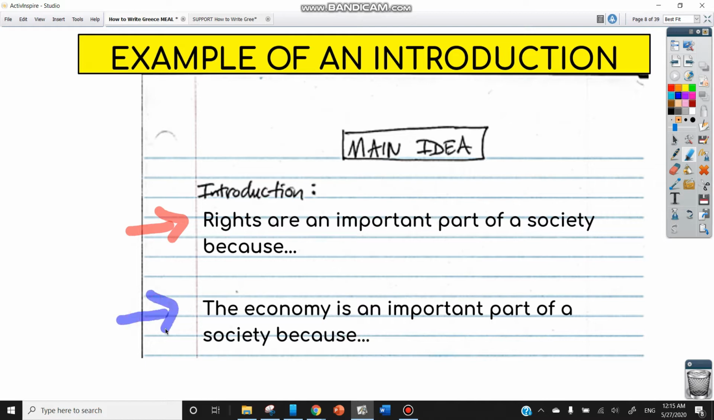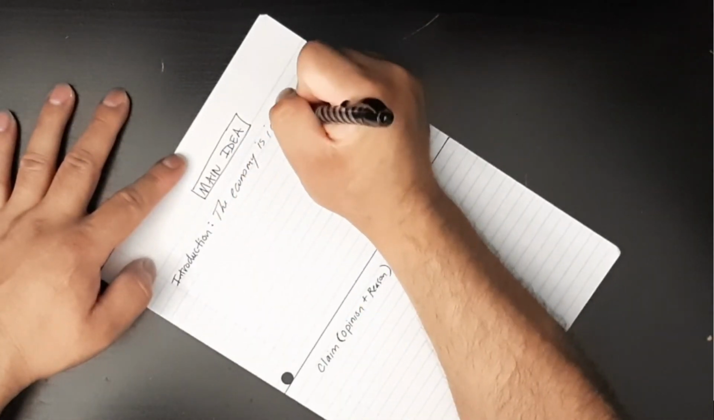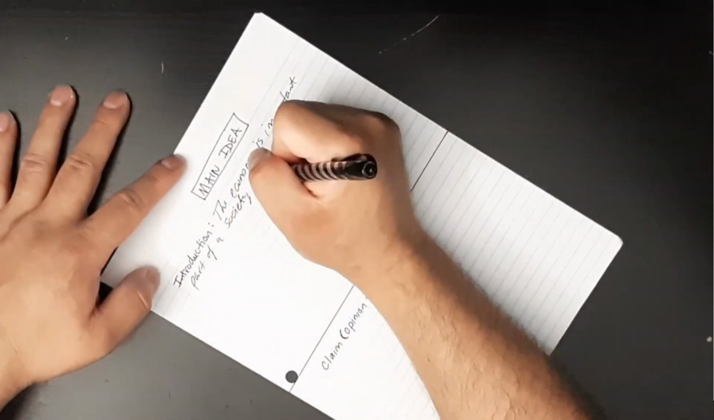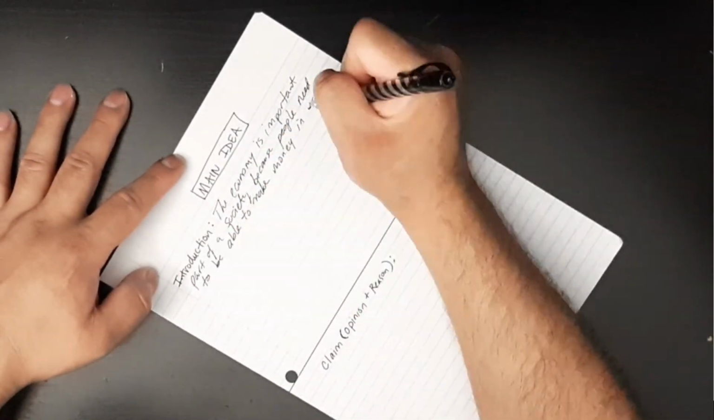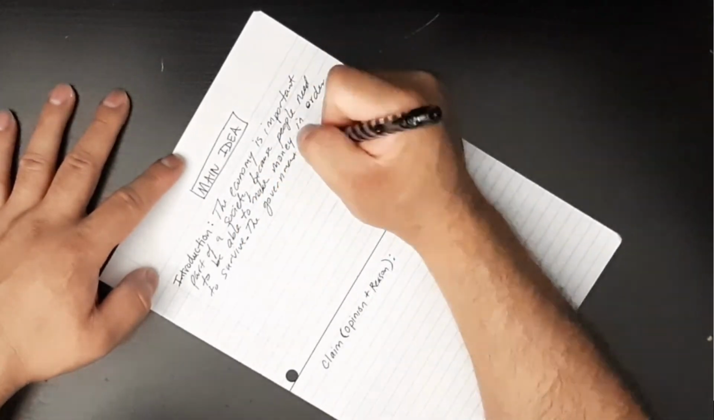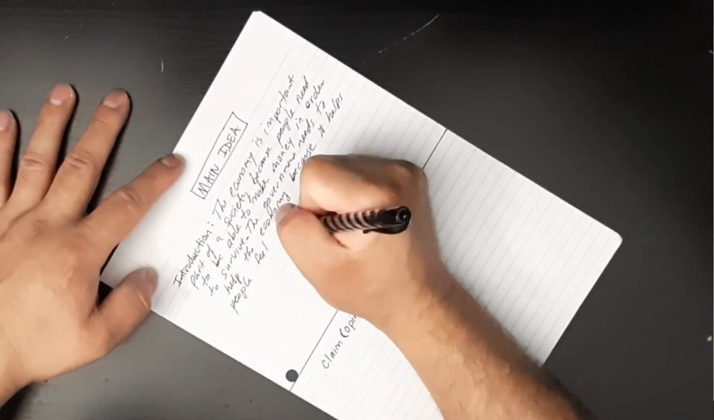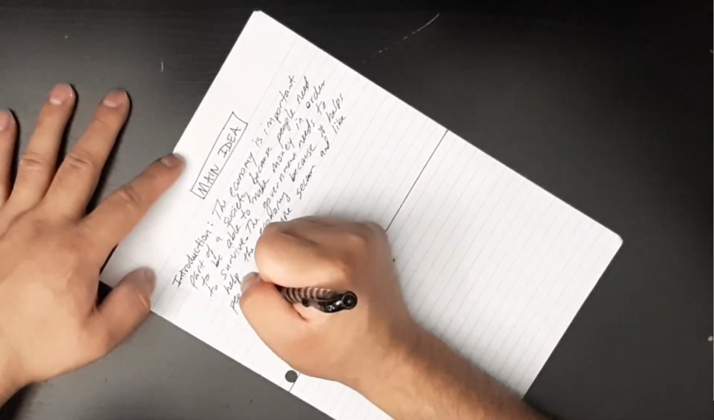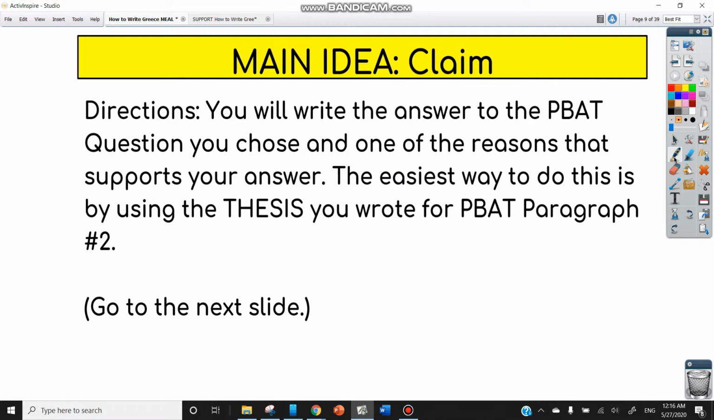Also, the economy is an important part of a society because... So whatever your topic is, you can simply start the paragraph by just talking about why that topic is important to a society. And if you just say it in your own words, it'll just be a nice little introduction for your meal paragraph.